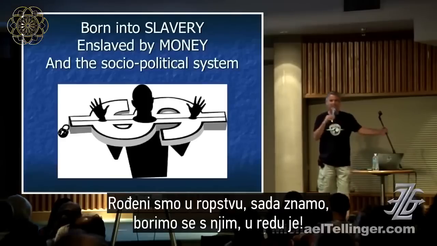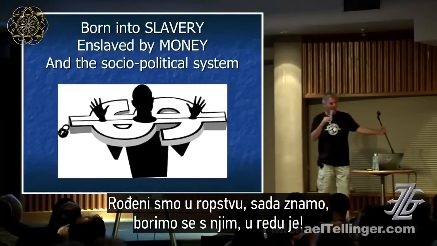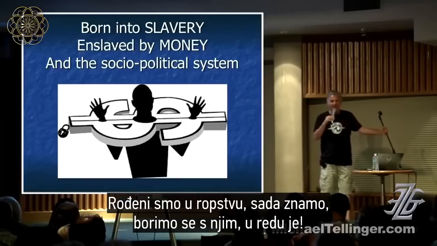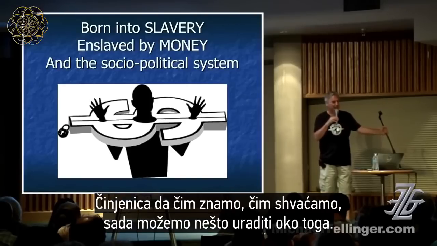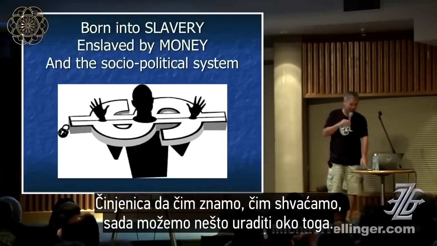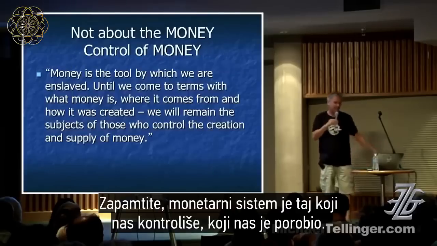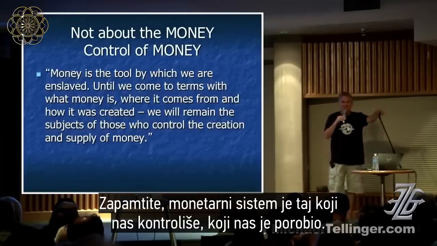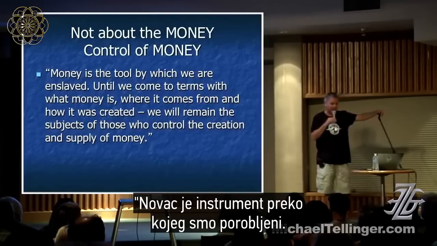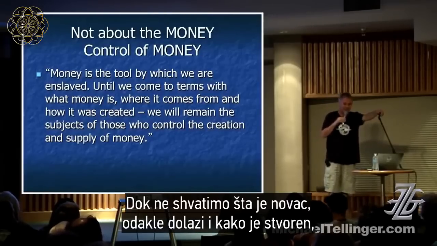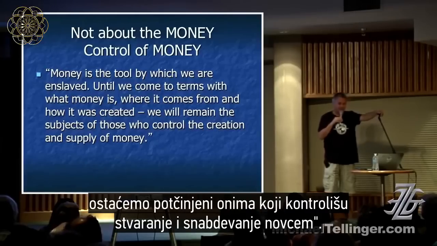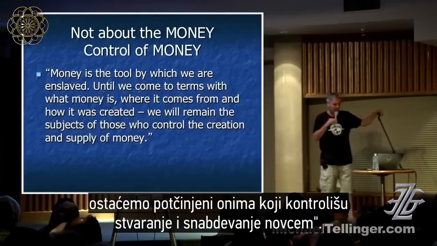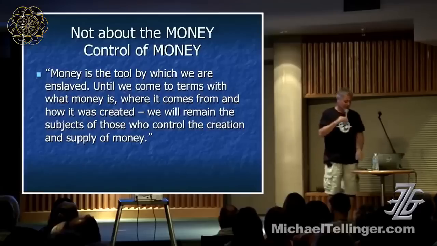We've been born into the slavery, we now understand it, we've grappled with it, it's okay. The fact that we get it, we understand it, we can now do something about it. And remember, that it is the money system that has controlled us, that has enslaved us. Money is the tool by which we are enslaved. Until we come to terms with what money is, where it comes from, how it was created, we will remain subject to those who control and create the supply of money.